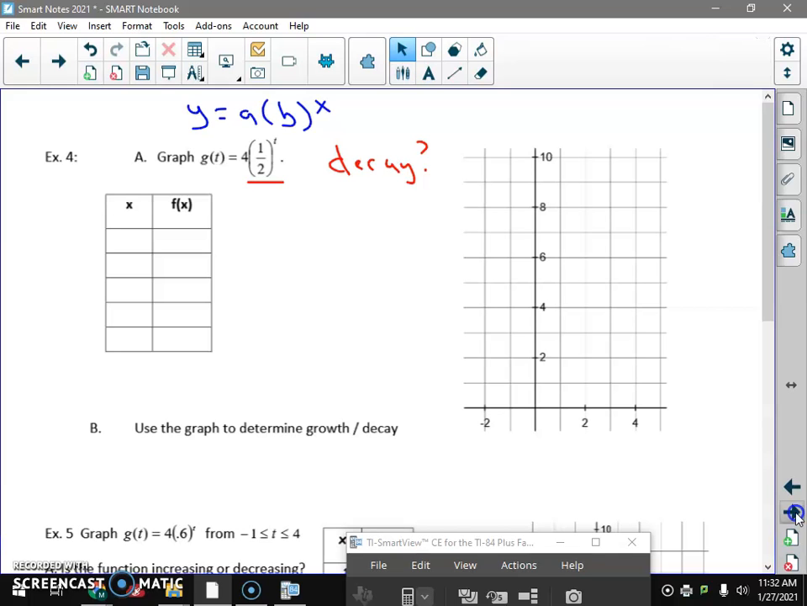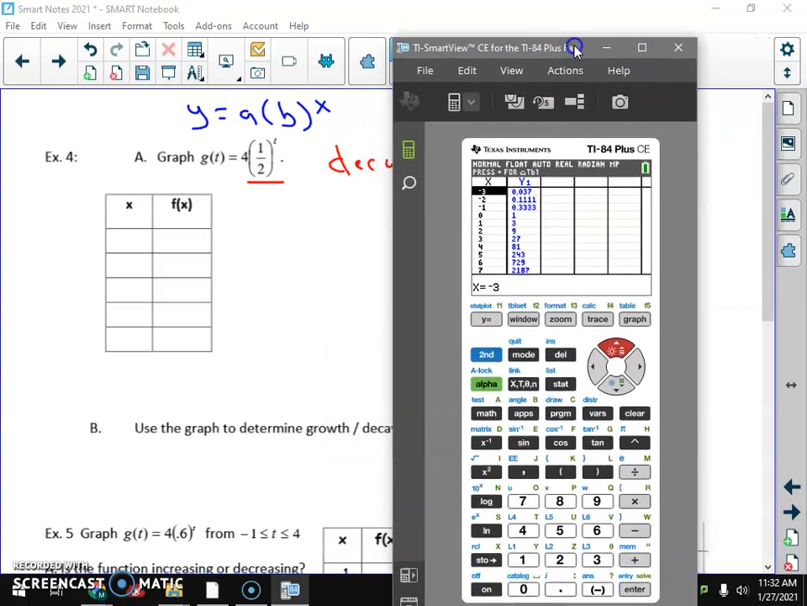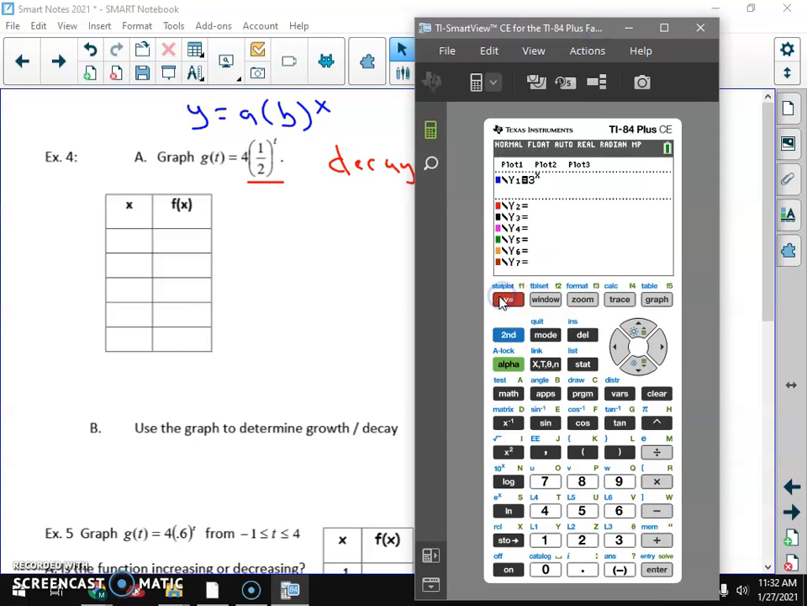All right, let's plug this into our calculator. We're only going to plot a couple points, just enough to get our J. Y equals, let's clear out what we have. Write it just like it looks: 4, parentheses, fraction 1 over 2. Get out of the fraction, parentheses, caret x. Remember, we don't use t's, we always use x's. So I could hit the graph if I wanted to get an idea. Sure does look like it's decaying or decreasing.